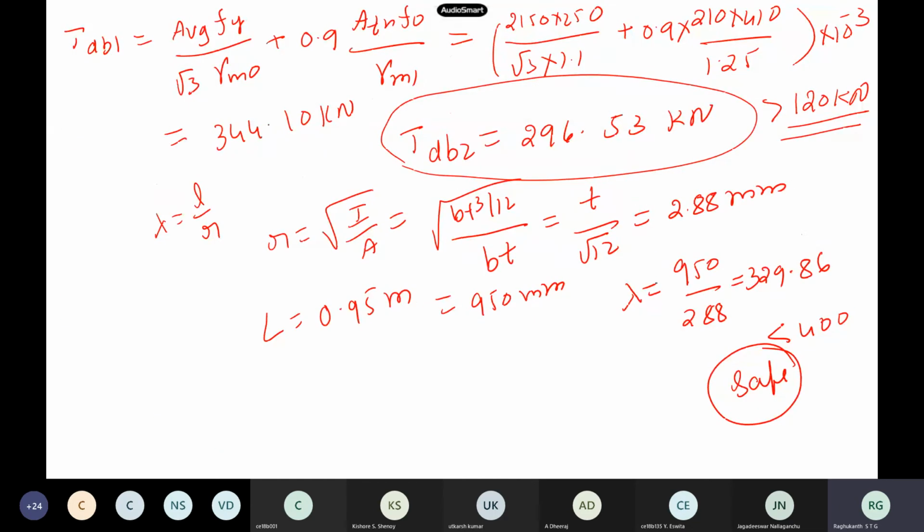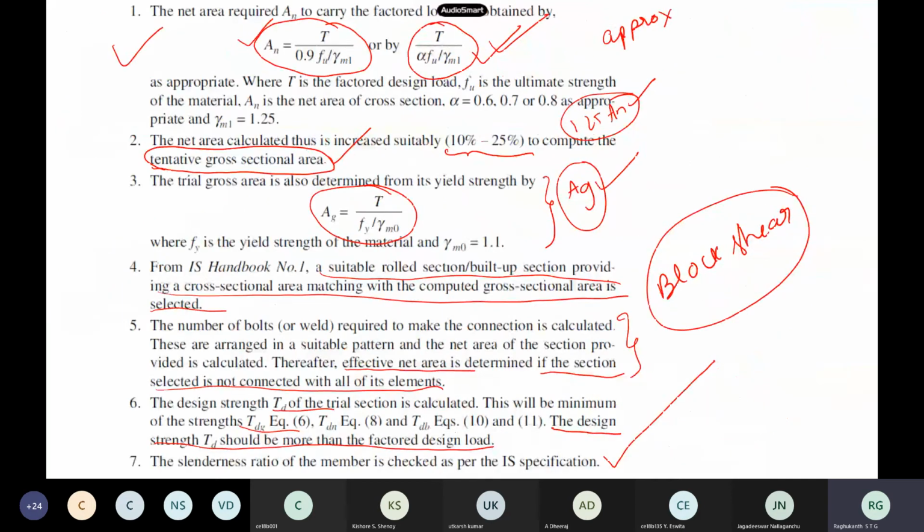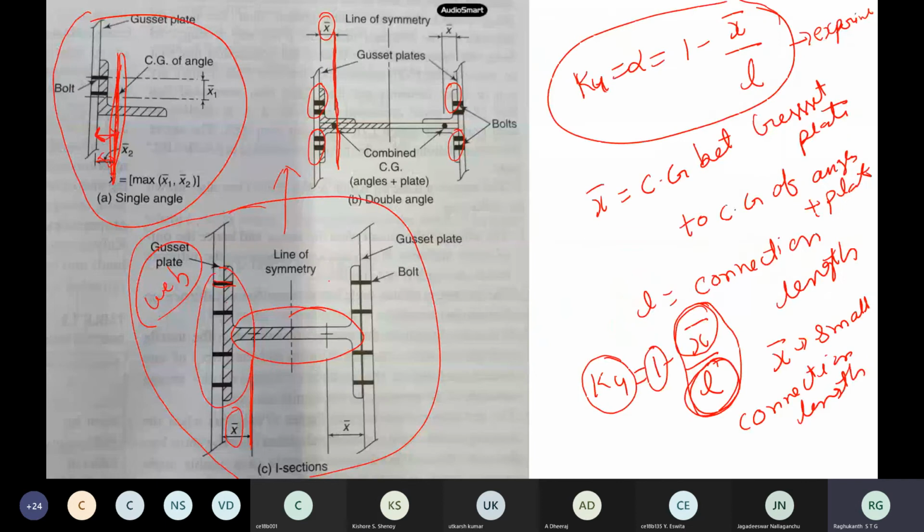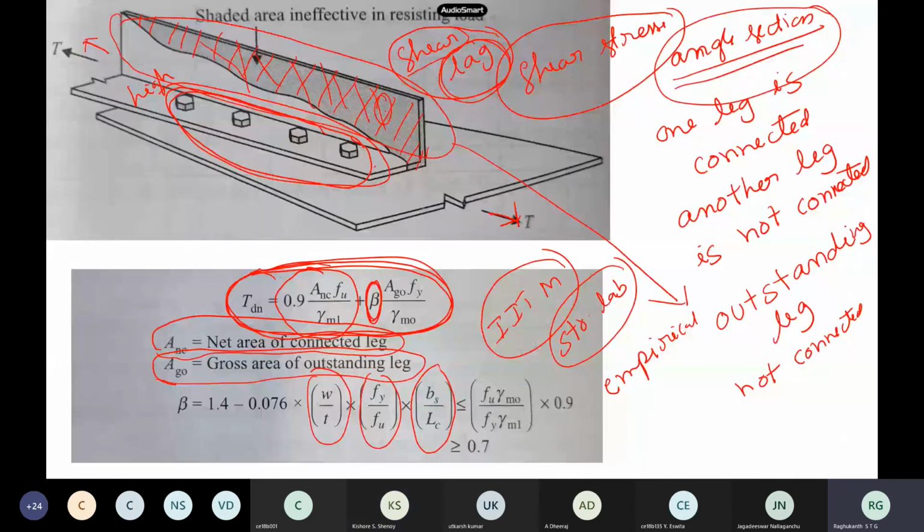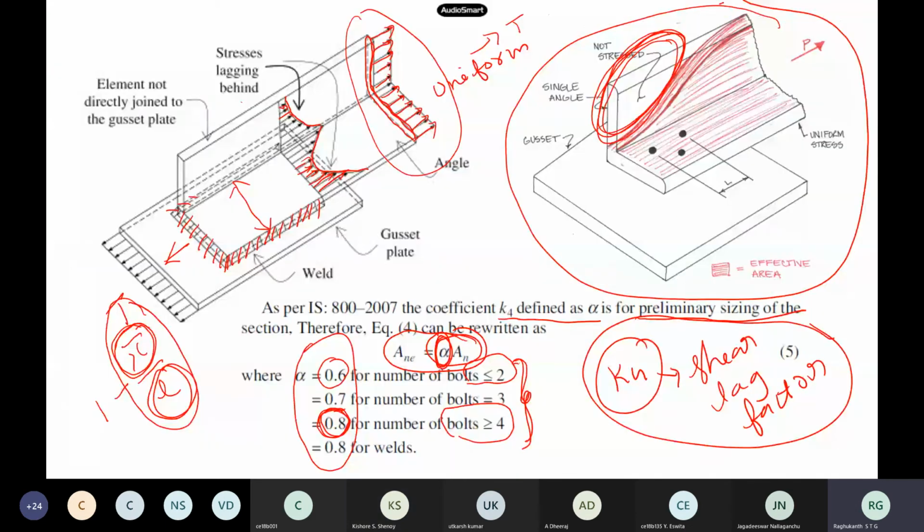Now this is an angle section. One leg is connected, another leg is not connected. So which one should you use, this or this? T by alpha into T. What is alpha? We have to assume alpha. So what is the guideline for alpha? You remember? Number of bolts. How many bolts do we have in this problem? 4 bolts, you remember? This problem, 300 by 89, we did, 4 bolts we have got.